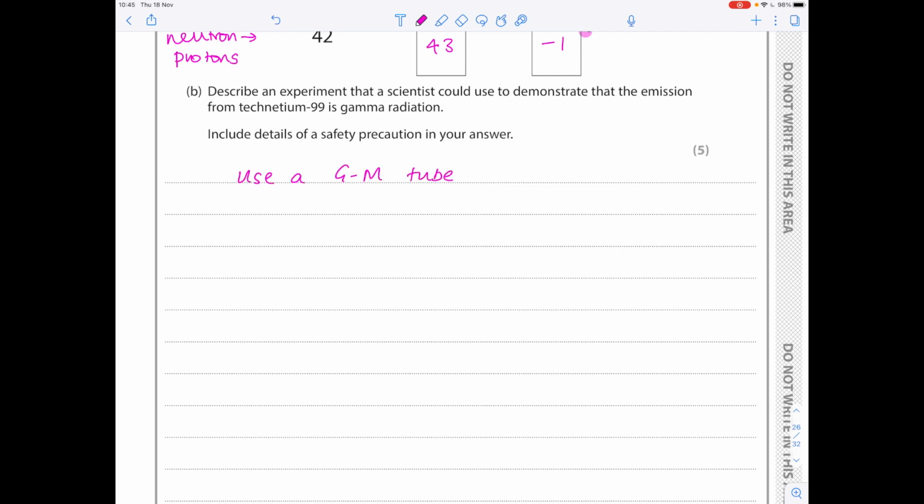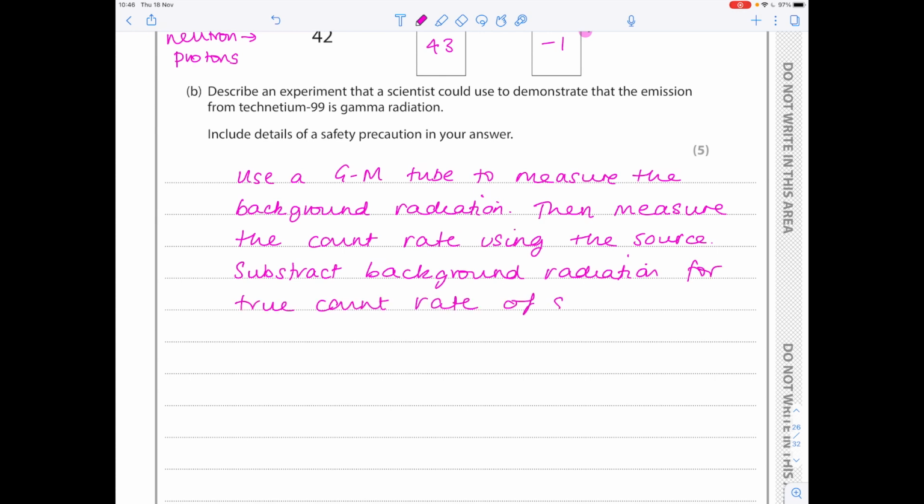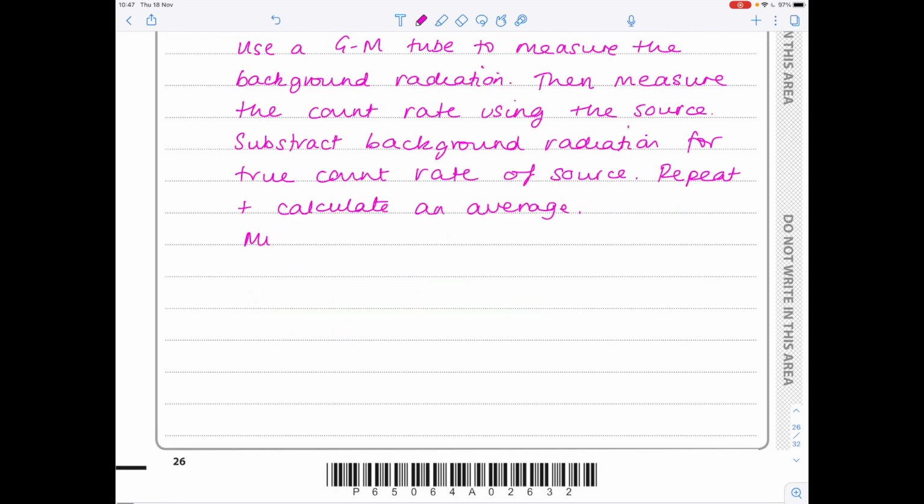So here we are using a Geiger-Müller tube to measure the background radiation, then measure the count rate using the source. Subtract background radiation for true count rate of source. Repeat and calculate an average. Minimise exposure time and wear a lead apron. Plenty of points for our 5 marks.